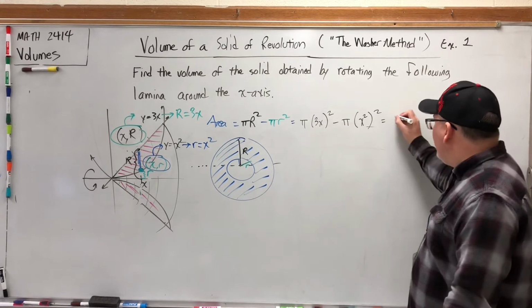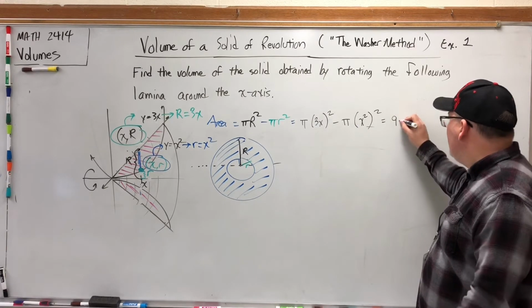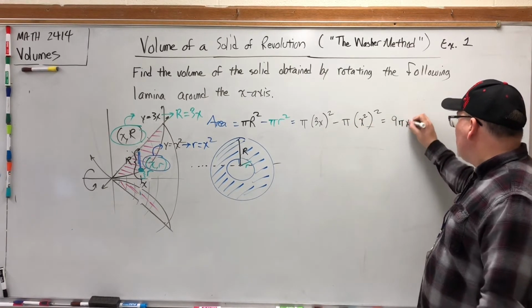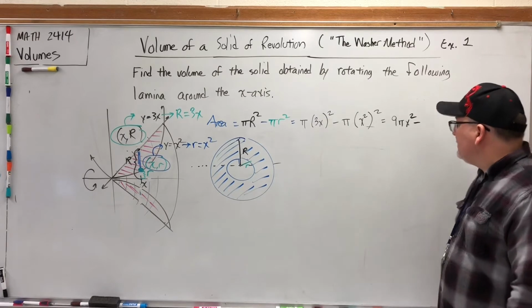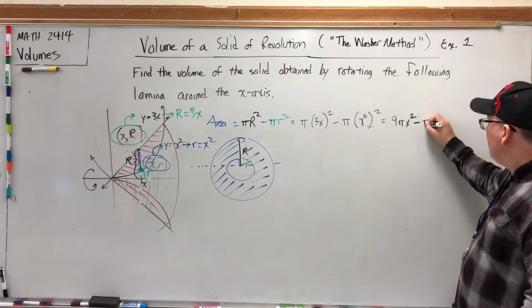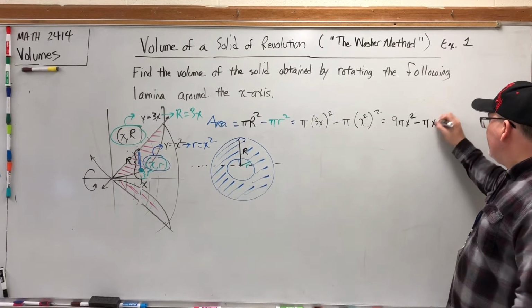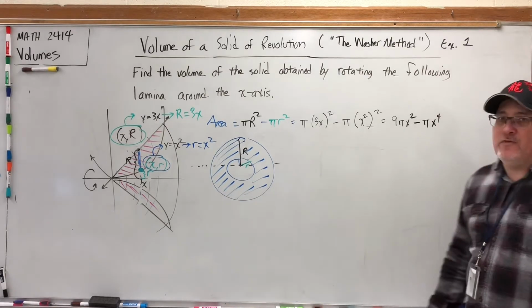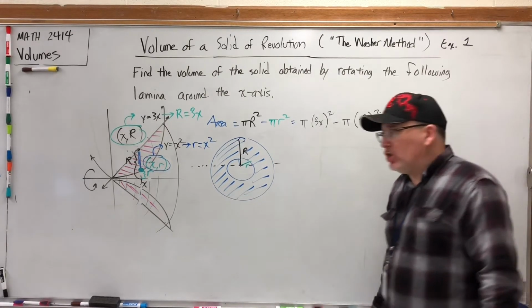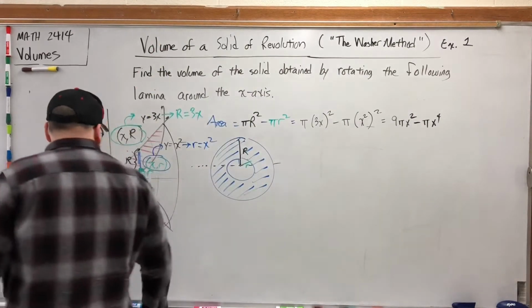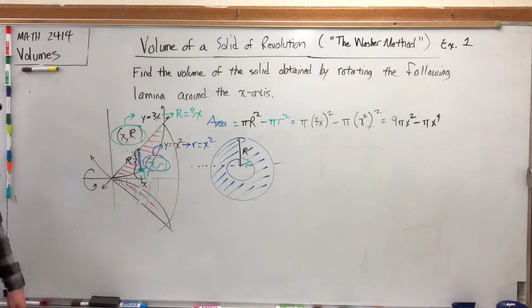Let's clean this up. 3 squared is 9. We have a pi times x squared, of course, is x squared, minus pi times x squared squared, which is x to the fourth. And now we've got a formula for the area of that washer when we cut this solid at some x coordinate. All that remains now is to integrate the area over the correct interval of integration.